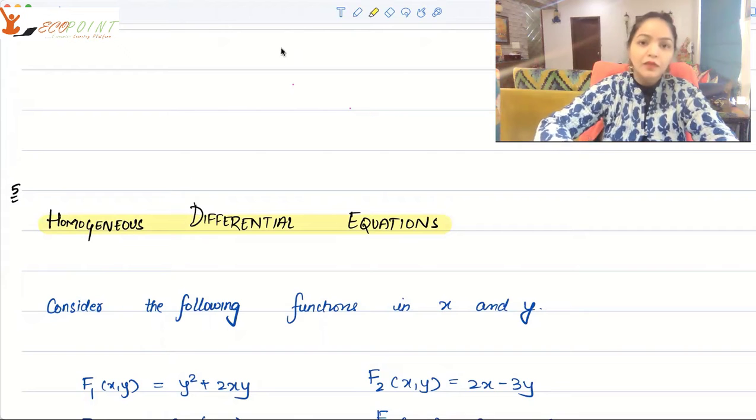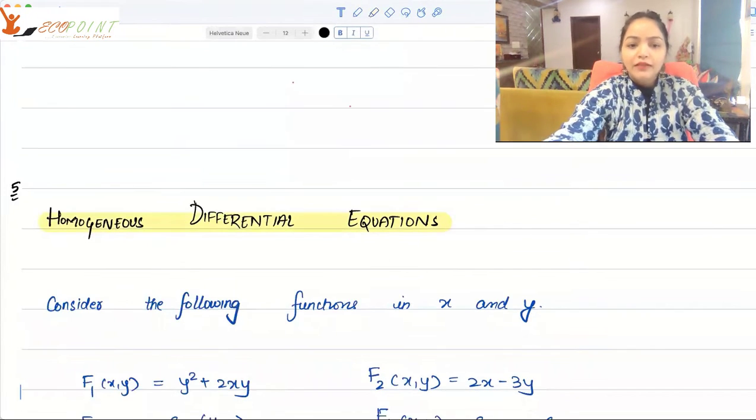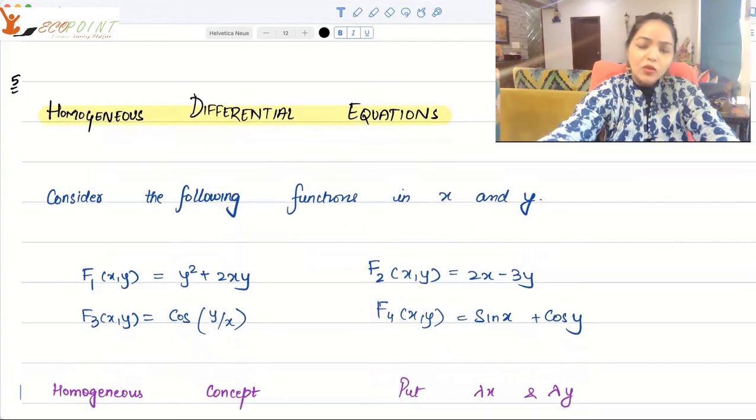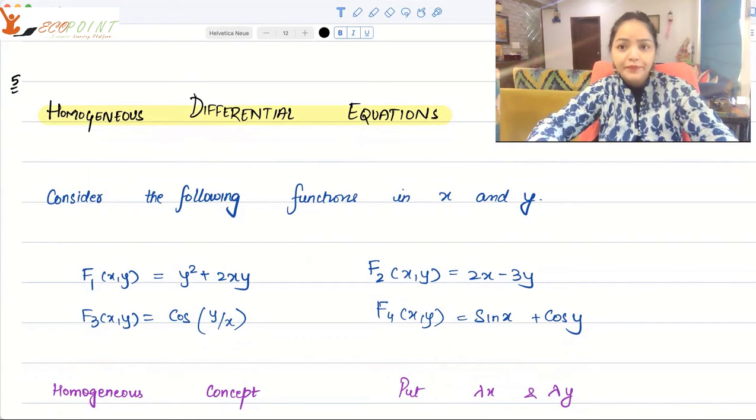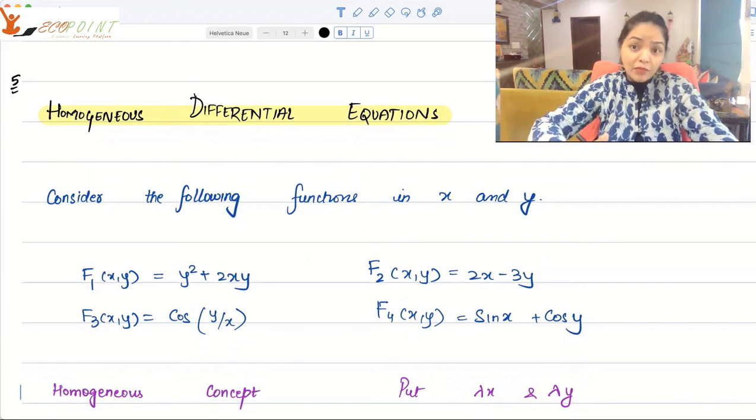of a function. So let's consider, say, f1 is y squared plus 2xy, f2 is 2x minus 3y, f3 is cos of y by x, and f4 is sin x plus cos y. Now, the concept of homogeneity essentially talks about this: in place of x and y, if you put the input as lambda times x and lambda times y, does lambda come out of the function?